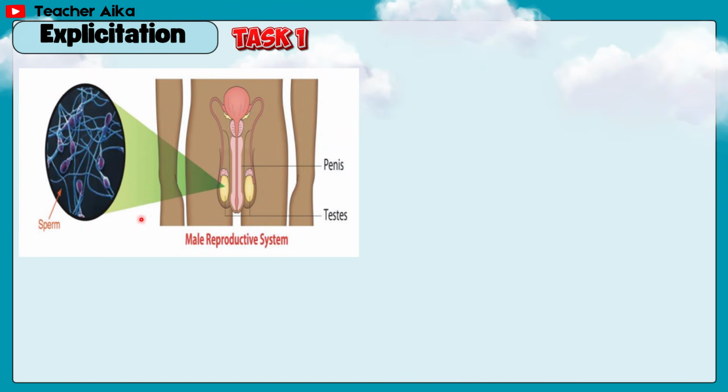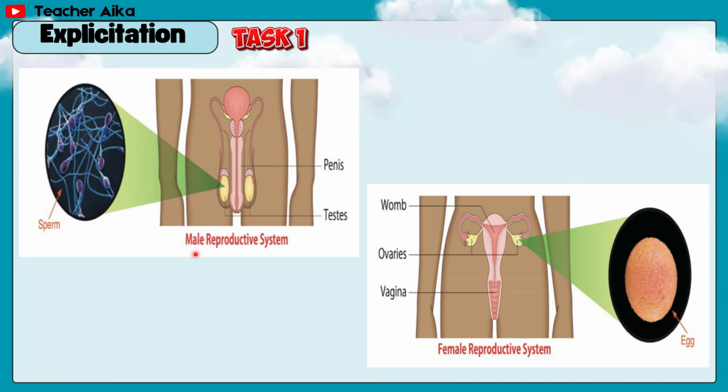Male reproductive system. This is the sperm, testes, and penis. Next, for female reproductive system, we have the womb, ovaries, and the vagina. And this is the egg.